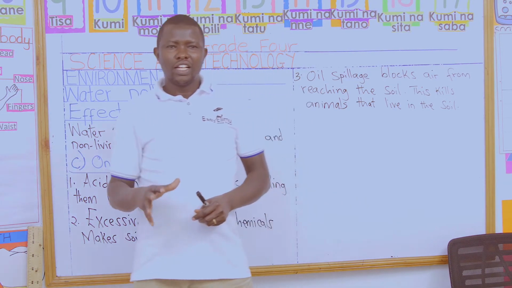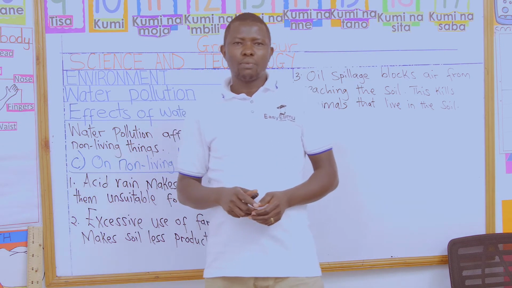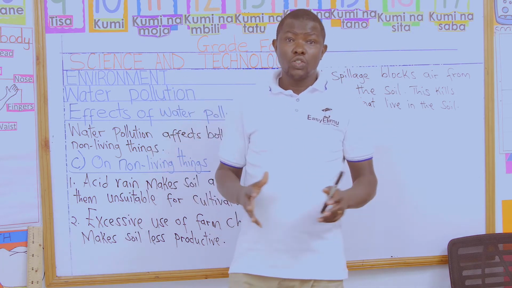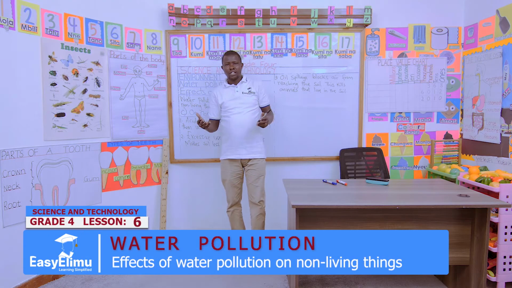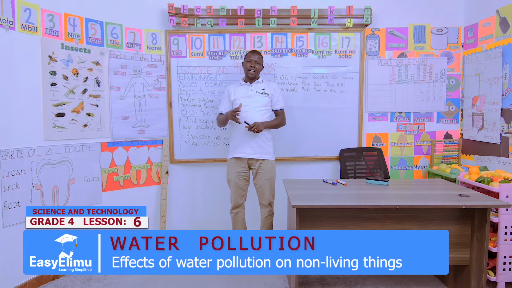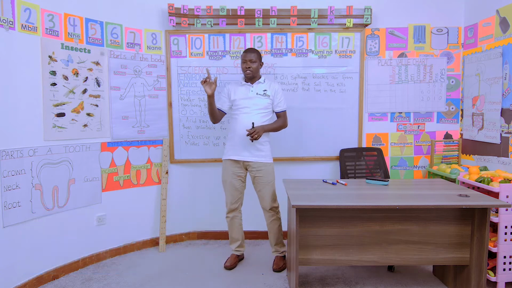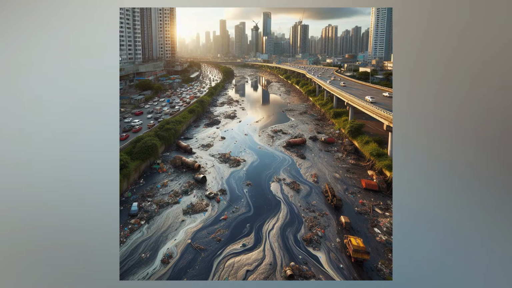Then today, in our pairs still, we look at the effects of water pollution on non-living things. Non-living things include soil, rocks, and stones. They are examples of non-living things. I would like us to discuss what some of the effects on non-living things are. As we focus and observe the picture that we have with us today, what can you see in your pairs?